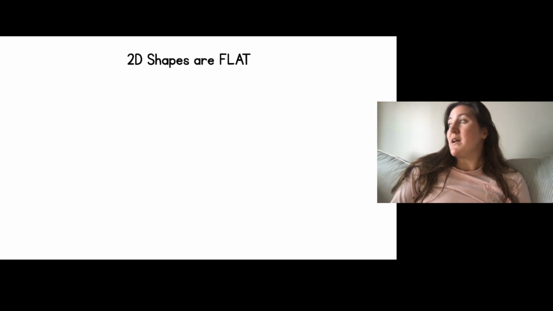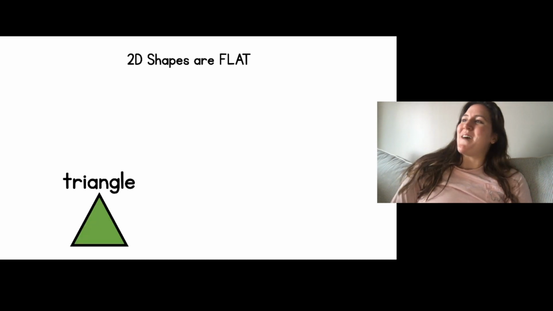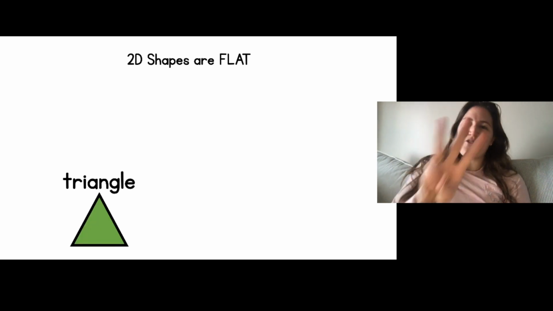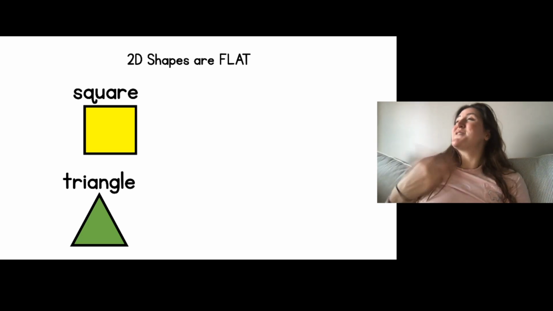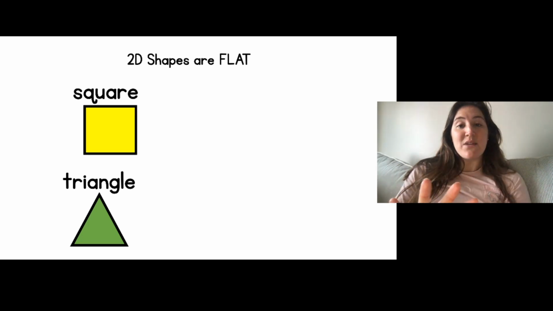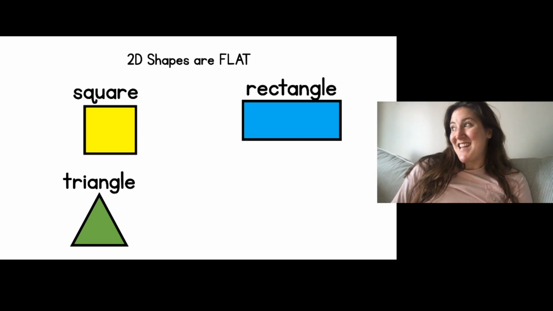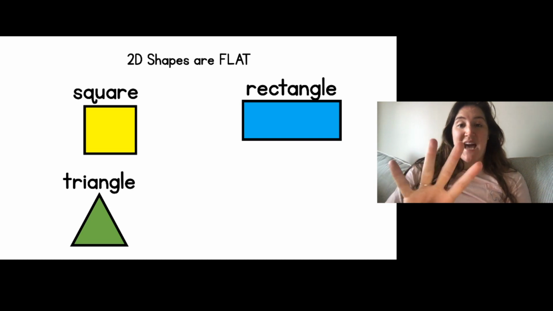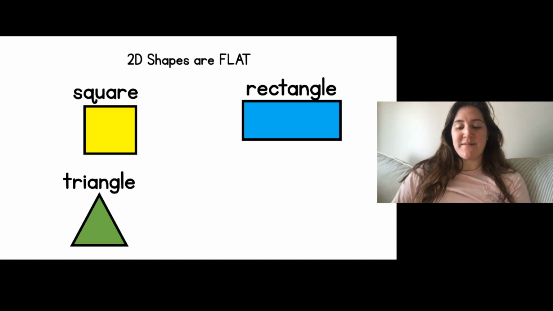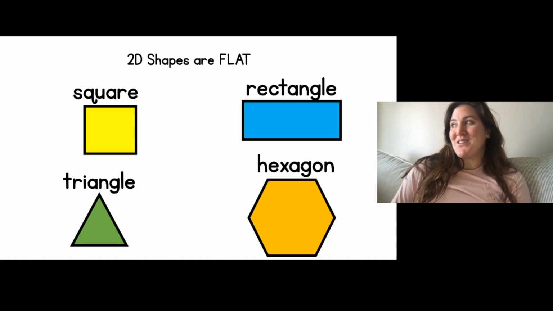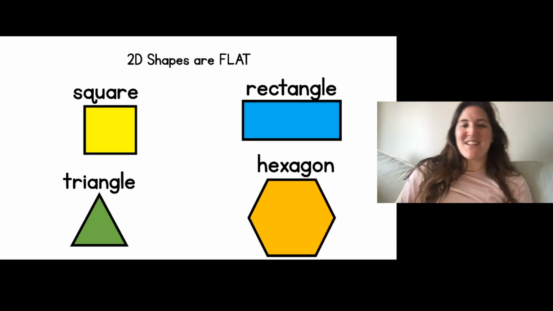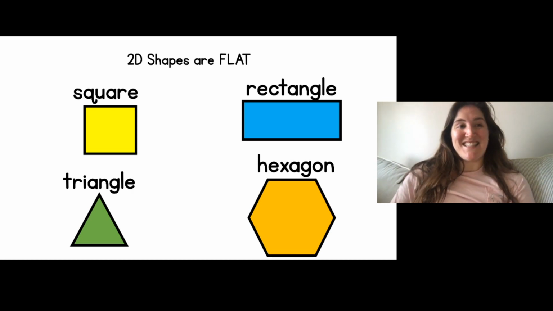So, first, let's remember that 2D shapes are flat. Let's think about some of the 2D shapes that we learned about yesterday. We learned about the triangle has 3 sides. A square has 4 equal sides, 4 sides that are all the same length. A rectangle has 4 sides. 2 of the sides are long, 2 of the sides are short. We also learned about a hexagon. A hexagon has 6 sides.